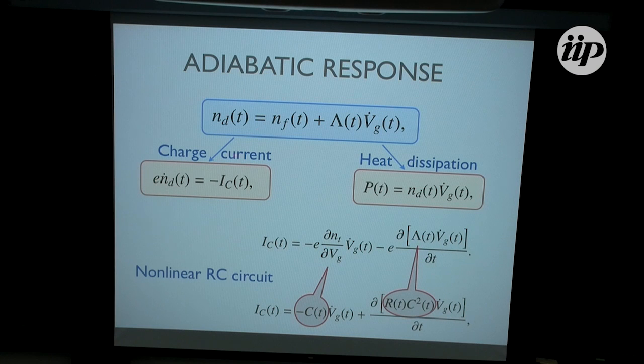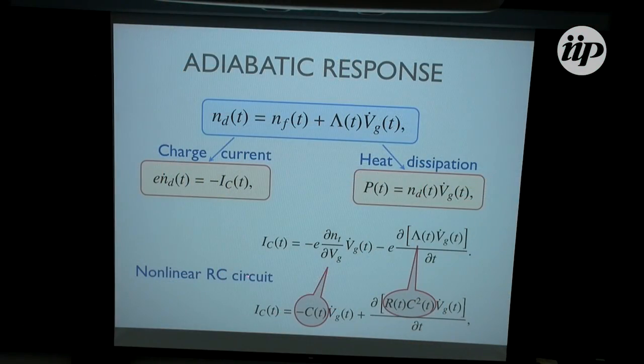And now we can get the current, and we can also calculate the dissipation, actually the power developed by the AC sources, which is the amount of energy that will be dissipated into the reservoir. We can calculate these two quantities. And this is the comparison with the equation for the linear circuit.